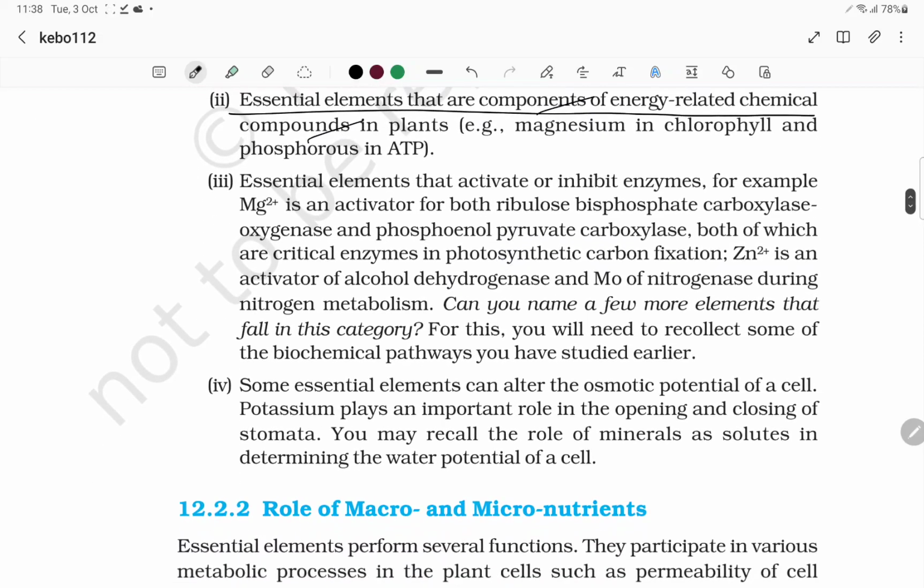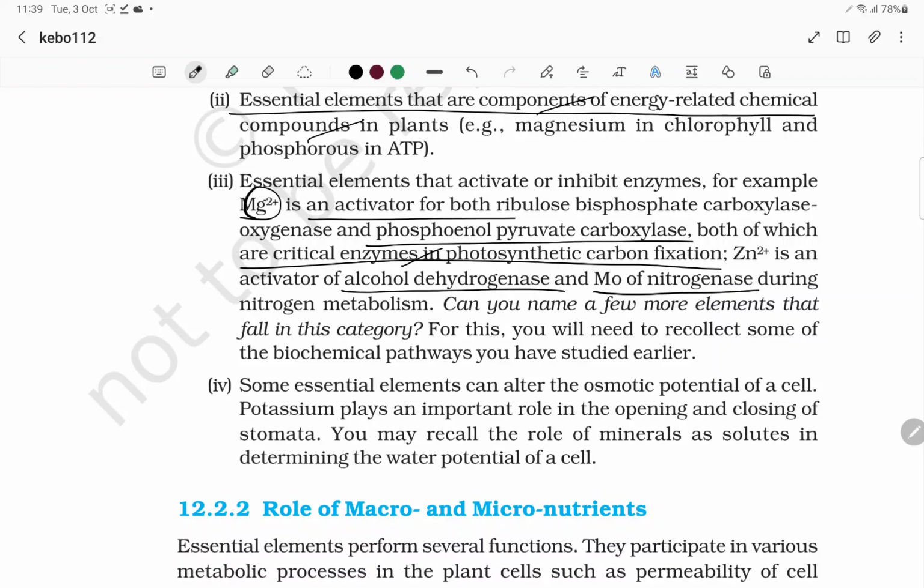Essential elements activate and inhibit enzymes. For example, magnesium is an activator for both RuBP carboxylase oxygenase, rubisco, and phosphoenol pyruvate carboxylase, PEPcase. Both of which are critical enzymes in photosynthetic carbon fixation. Zinc is an activator of alcohol dehydrogenase, and molybdenum is for nitrogenase during nitrogen metabolism.